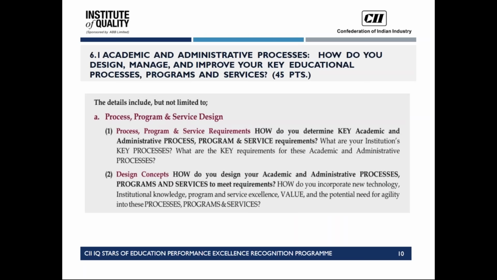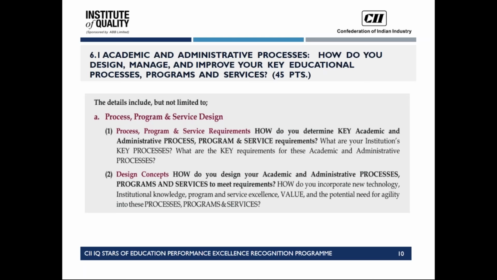In sub-criteria 6.1, the details that must be included are on process, program and service design. And if you look at the process, program and service requirements, the questions that should be asked by the institution are: how do we determine key academic and administrative process, program and service requirements? What are the institution's key processes? What are the key requirements for this academic and administrative process?